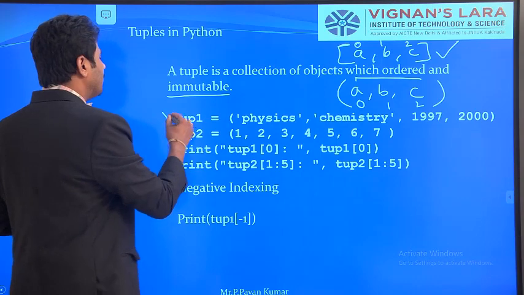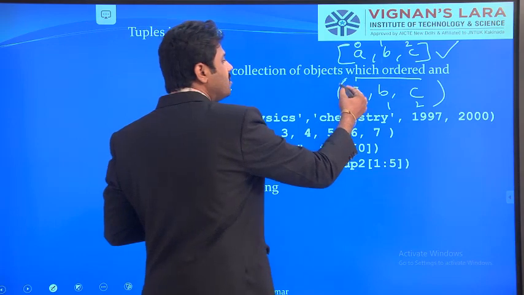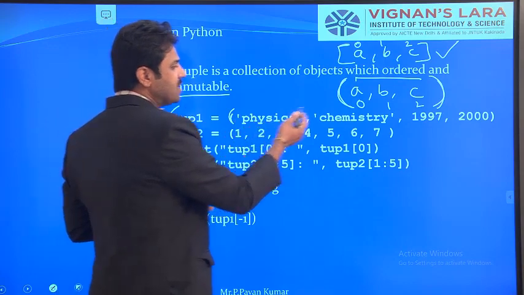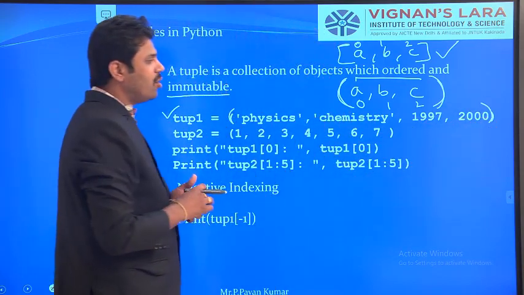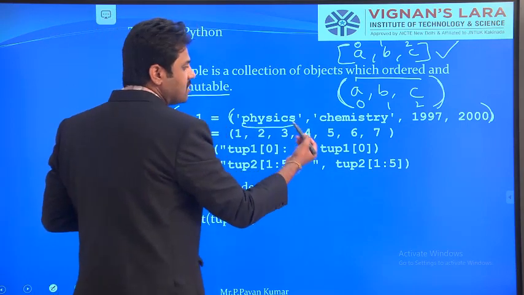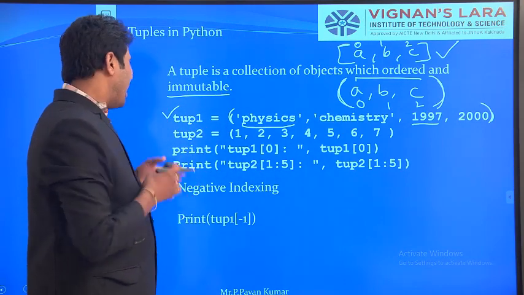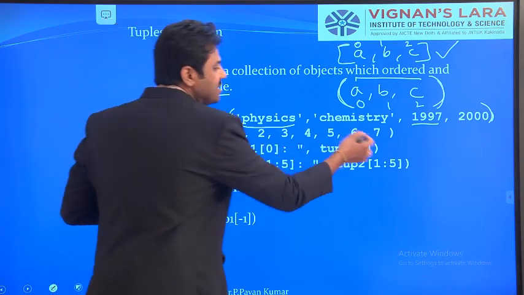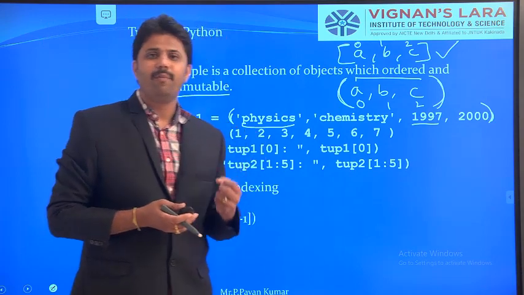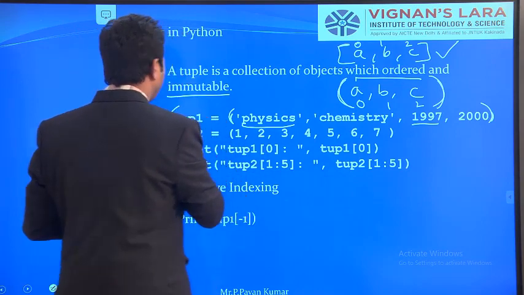I have a tuple 1. You represent tuples in parentheses, that means curved braces like this. It contains physics, chemistry and some other data, and you can see a tuple contains different data types. This is a string and this is an integer. It allows multiple data types. And I also have one more tuple which contains some information.